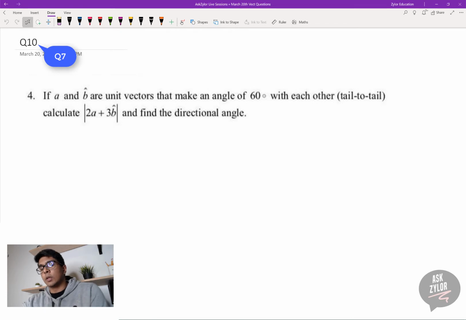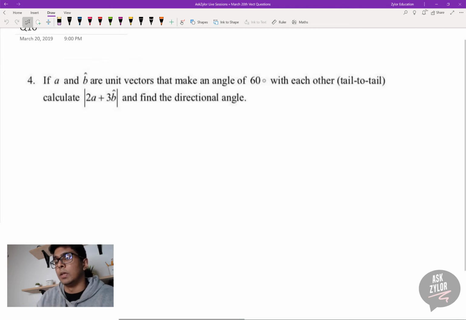I found that p was equal to 4. So this is a question sent in by a student. If a and b are unit vectors that make an angle of 60 degrees with each other, tail to tail, calculate 2a plus 3b. So let's go ahead and write this down.